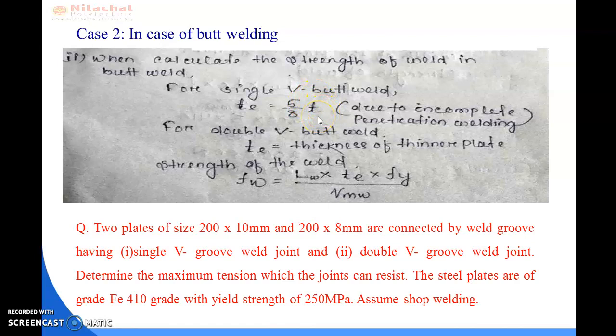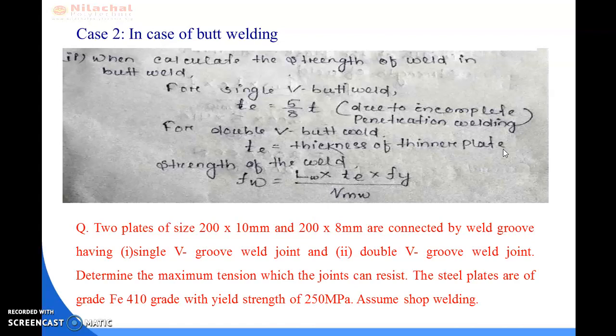Okay. And when we consider the double V-butt weld, which is a case of complete penetration welding, at that time we take the throat thickness as the thickness of the thinner plate. There are two plates to which we have to give the welding connection. From these two plates, whichever thickness is smaller, we will take that value as the throat thickness.